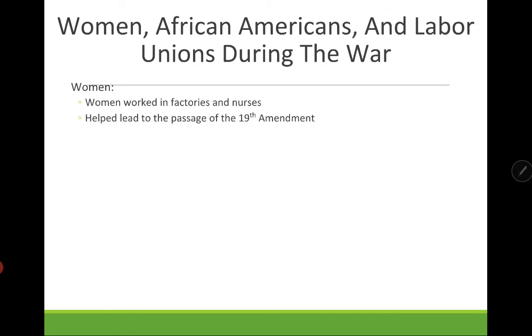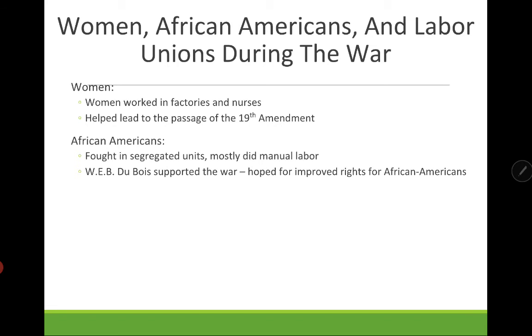Women during the war are going to help in factories and as nurses. This is going to help lead to the 19th Amendment. African Americans are going to fight in segregated units, and W.E.B. Du Bois is going to hope that if people fight in this war, they are going to be able to get rights as African Americans.